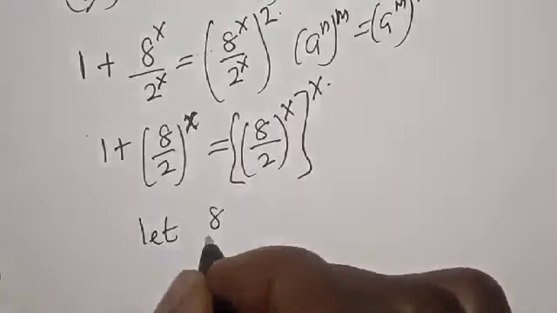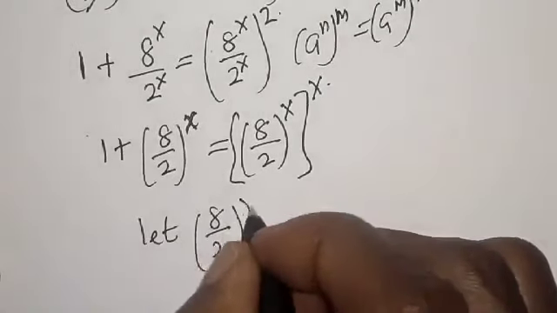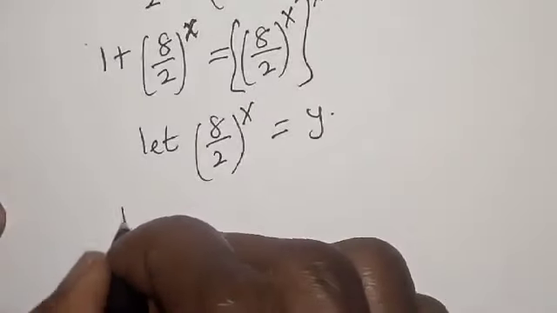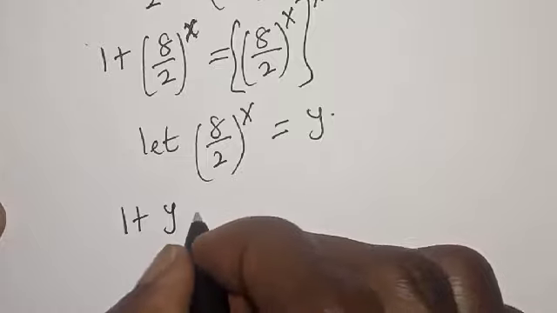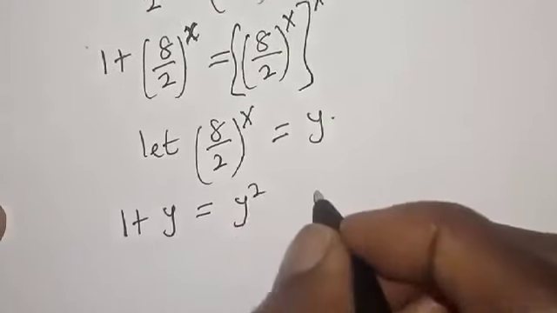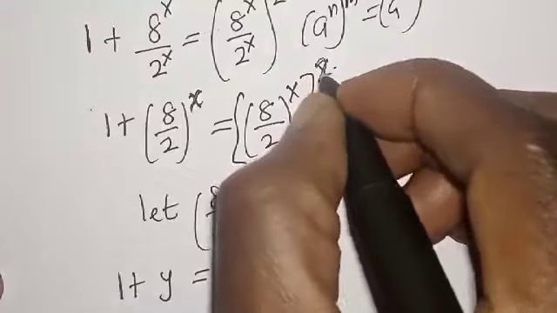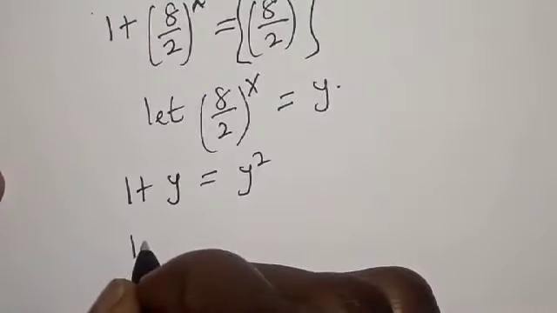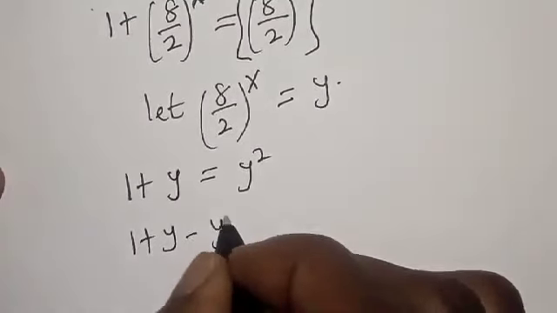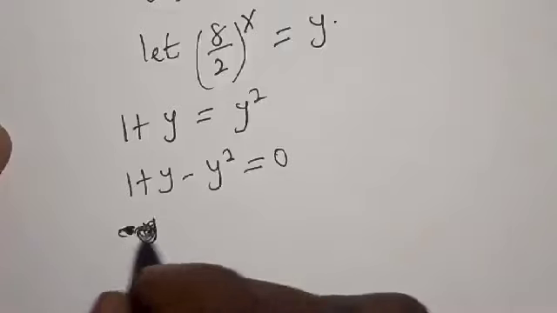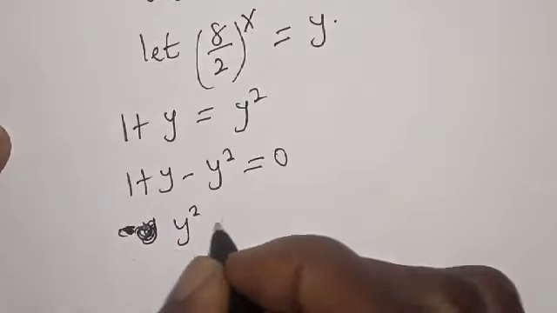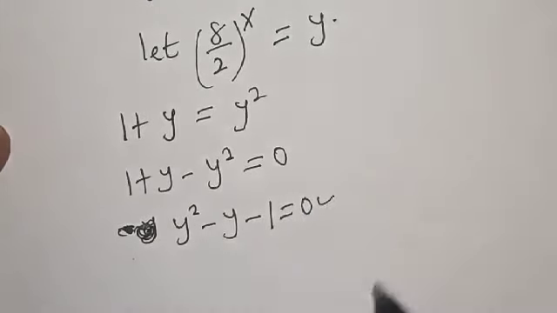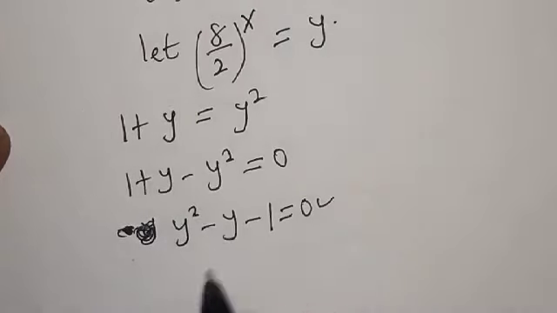Let (8 over 2) all raised to power s be equal to y. Now we have 1 plus y is equal to y squared. Sorry, this is all squared. Now we have 1 plus y minus y squared is equal to 0. Let's rearrange: y squared minus y minus 1 is equal to 0. This is a quadratic equation. Let's solve this using the quadratic general formula.